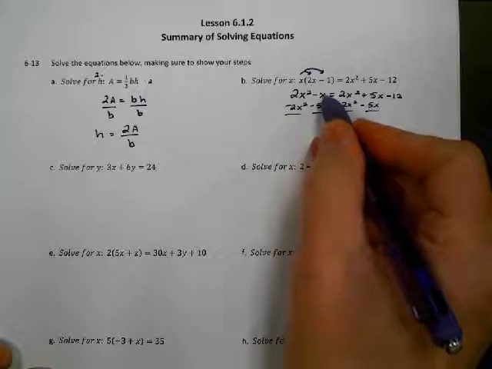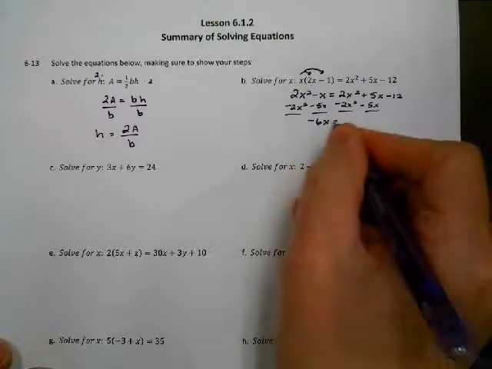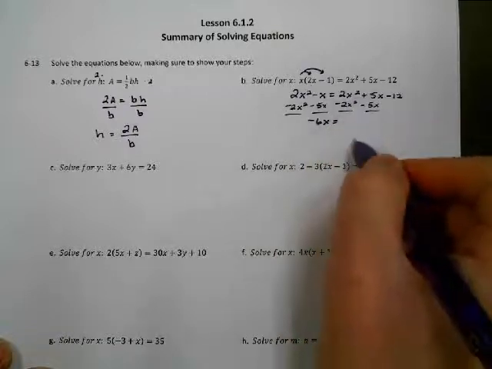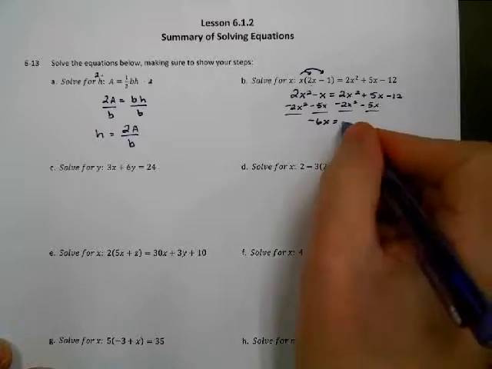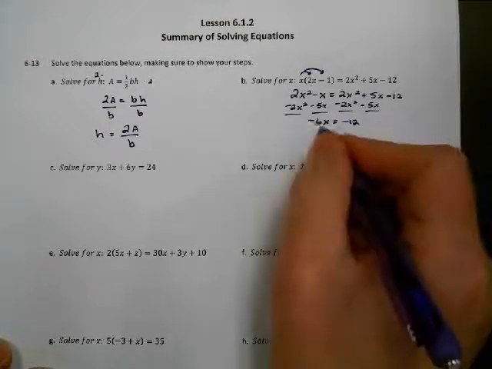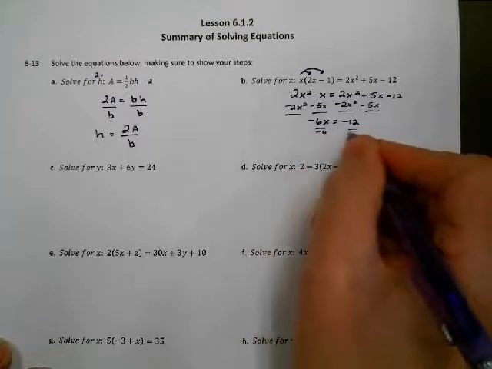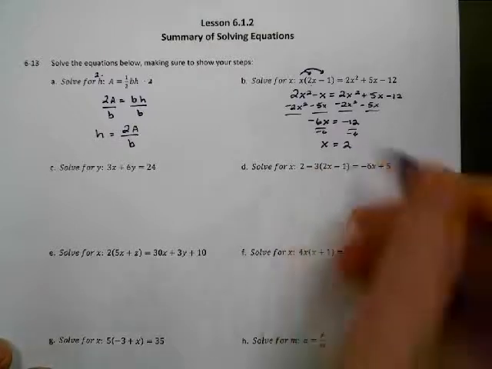All right, so these 2x squareds are going to cancel. Over here, I've got negative x and negative 5x. That's negative 6x. The 2x squareds cancel each other out. The 5x's cancel each other out. I've got negative 12 over here. So I'm going to divide by negative 6, and I get x is equal to positive 2.